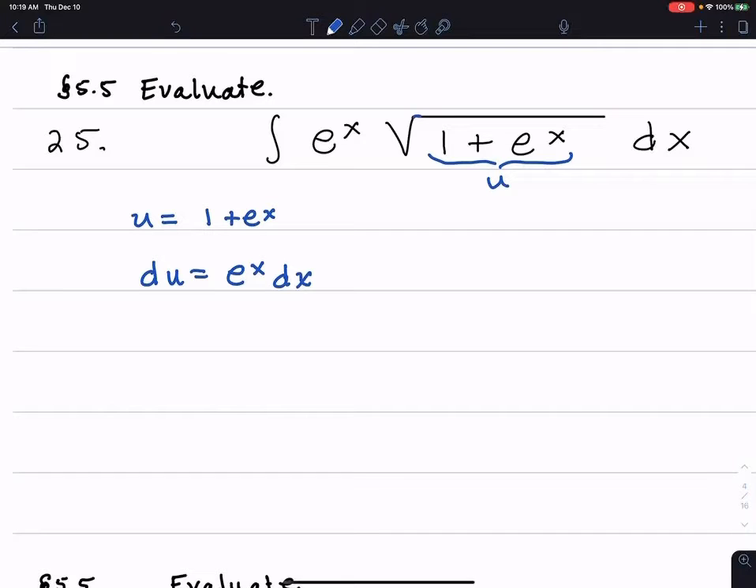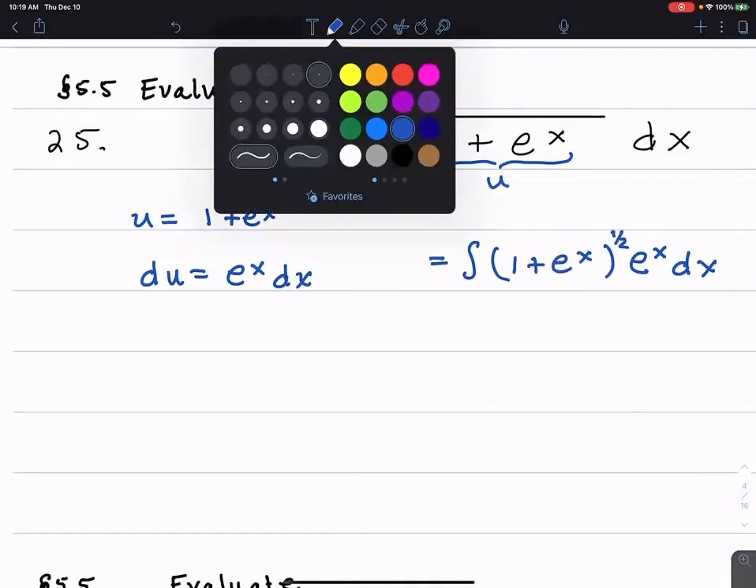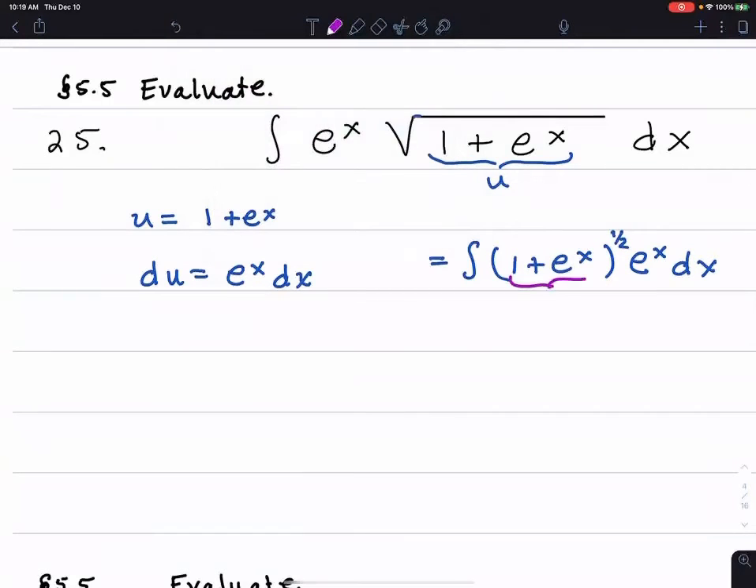And what we can do, just before we really make that substitution, is move things around. I can move the e to the x right next to the dx, and then it becomes clear that that's du. I'm going to change this square root to raising to the half power also. When I write it this way, I can really see that 1 plus e to the x is u, and as shown here, du is e to the x dx. So this whole integral, after I make the substitution, becomes the integral of u to the 1/2 du.